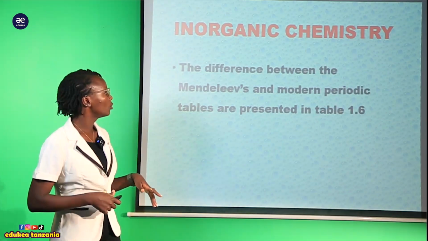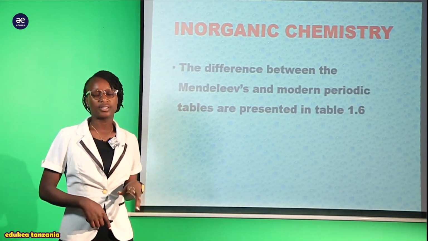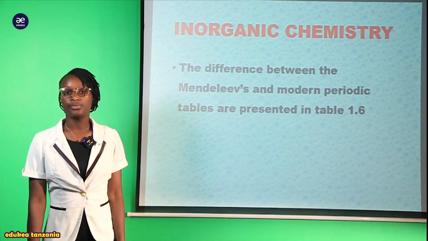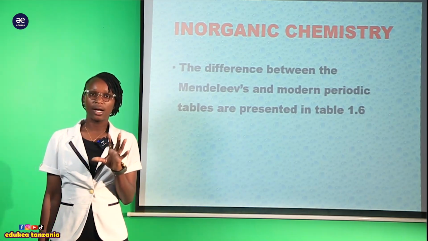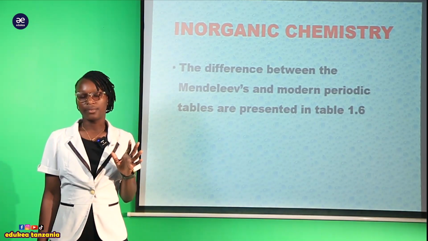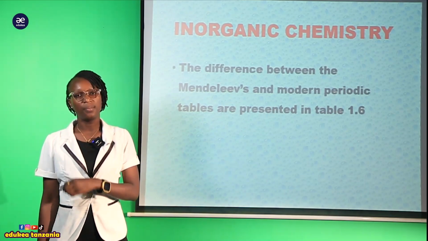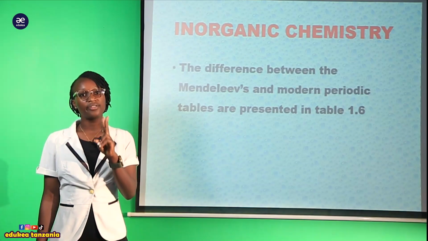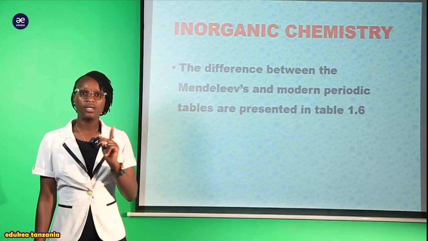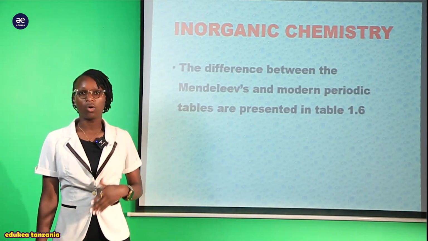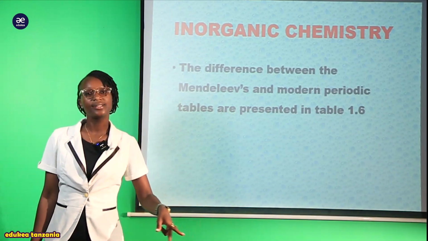Similarities. So now we have to look at the differences between Mendeleev's and the modern periodic table presented in table 1.6. Sasa haya ni maswali ambayo yanatoka kwenye mtihani. Unaweza ukaambiwa what are the similarities, na swali linaweza kuja hivi, compare between Mendeleev's periodic table and the modern periodic table. So simple. Ukishaambiwa compare, unadili na vitu vile viwili. Cha kwanza ni nini? Similarities. Kingine ni nini? Differences. As we have discussed here, comparison of the Mendeleev and the modern periodic table, tumesema kwamba we are talking about the two things, similarities and differences.